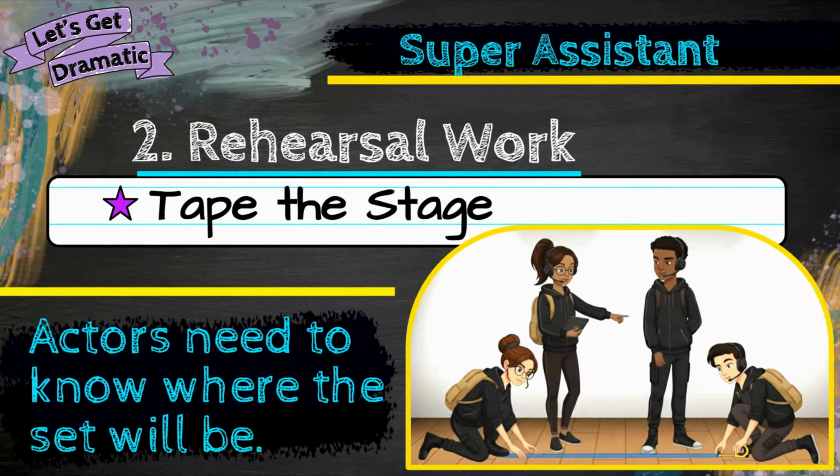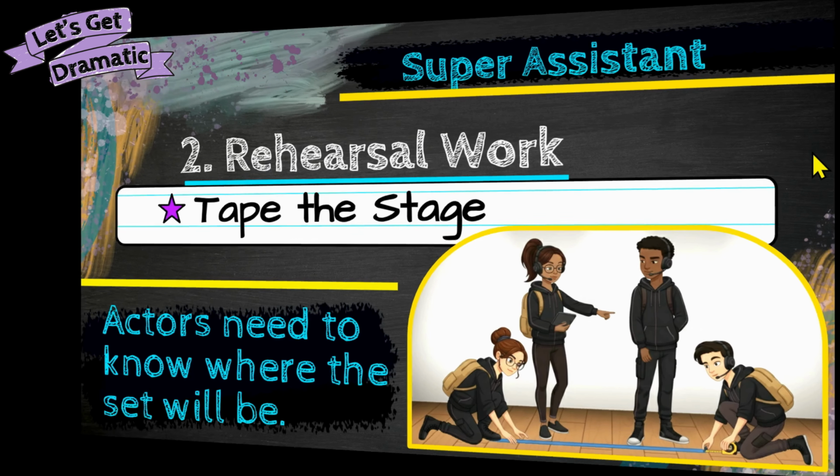You are the super assistant at this stage. So your first thing written down in rehearsal work is to tape the stage. Actors need to know where the set is going to be. That way they know where to stand, where to move, and when they're walking off stage. This will include doors and all of that type of thing too, not just chairs and walls, but we will take a look at that later on.